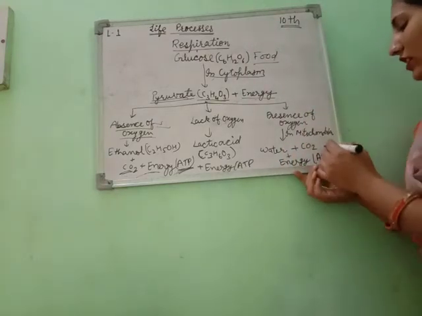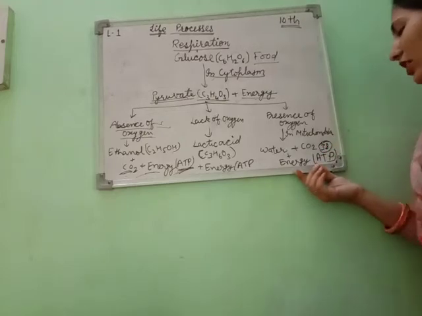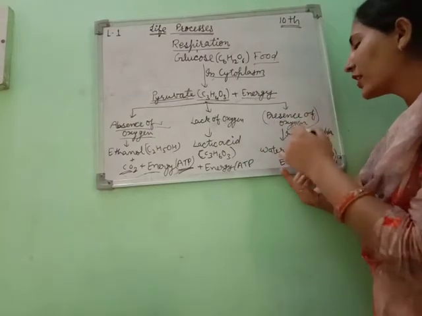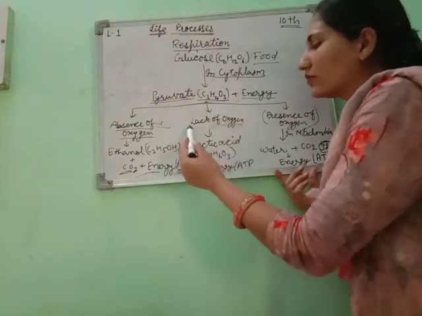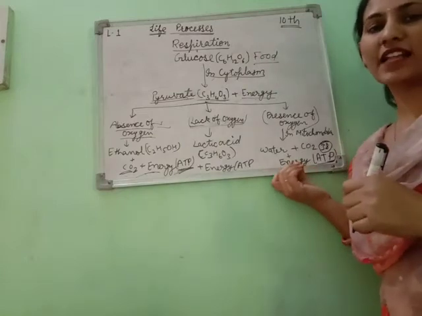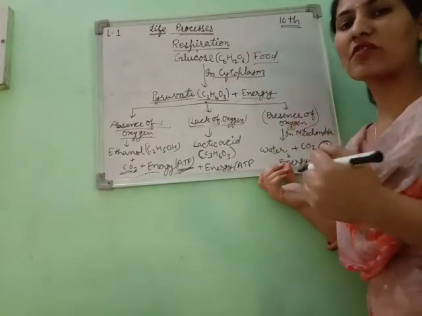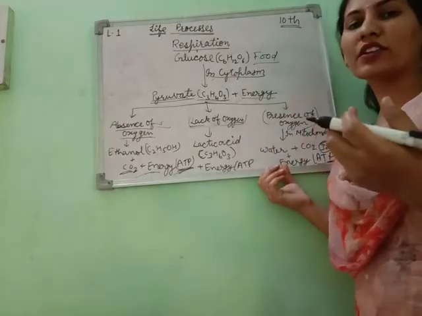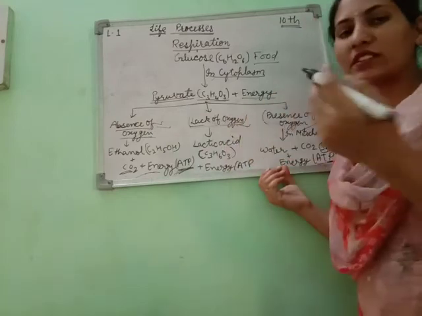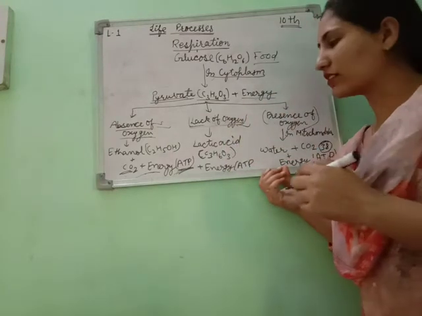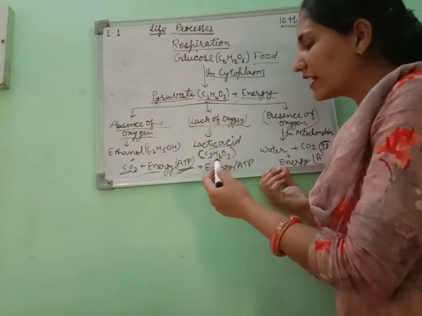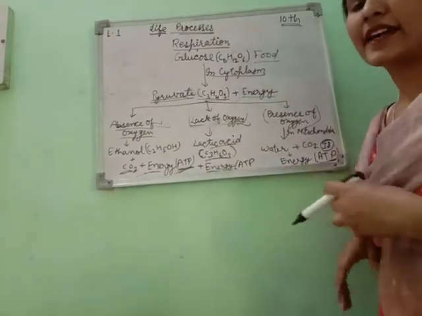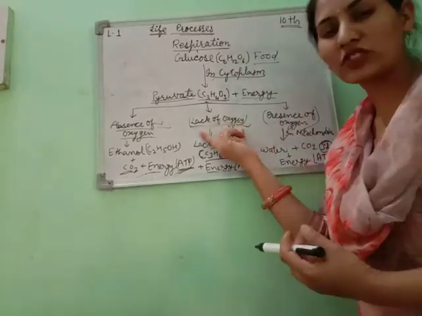But in the presence of oxygen, near about 38 ATP molecules are produced, in aerobic respiration. After that, in lack of oxygen, for example in our muscle cells when we do heavy exercise or heavy physical work, anaerobic respiration is done in our muscle cells. Muscle cramps are formed due to the lack of oxygen. What is formed? Lactic acid C3H6O3 and energy is produced when there is lack of oxygen in a cell.